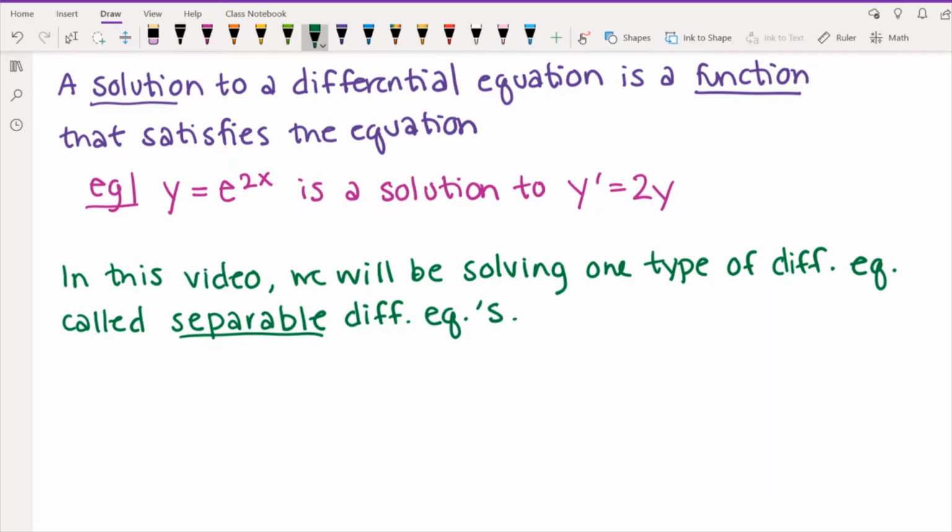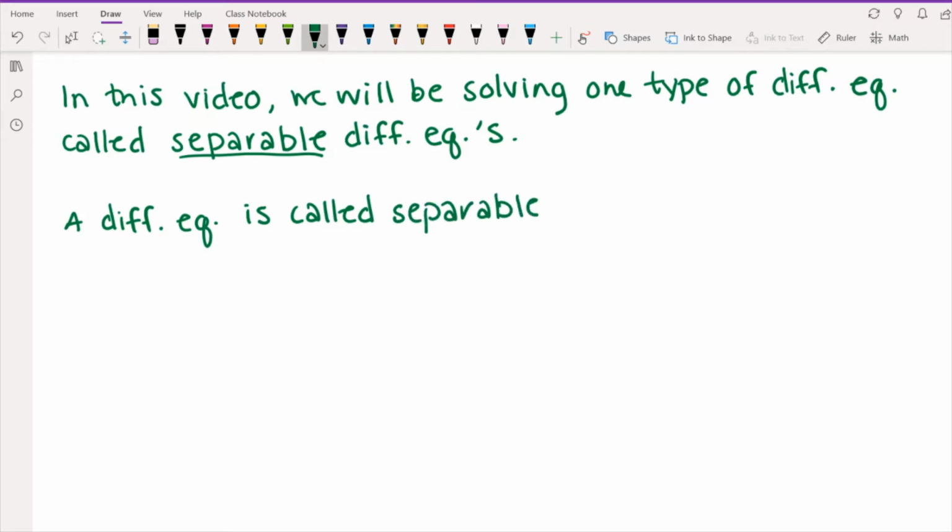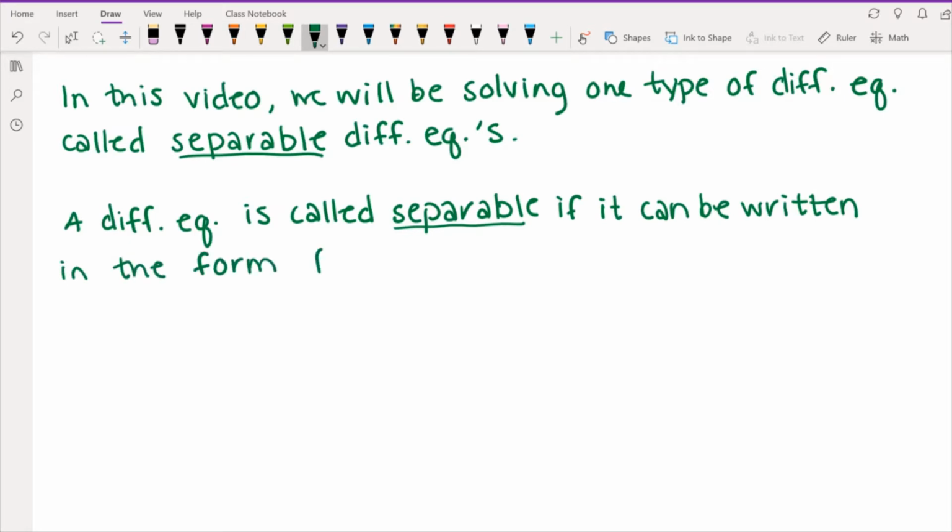So what makes a differential equation separable? Well, a differential equation is called separable if you can take it and rearrange it so that all of the x's are on one side and all of the y's are on the other side. So if it can be written in the form f of x dx is equal to g of y dy. And that might seem a little confusing. I'll show you exactly what I mean by that in a second.